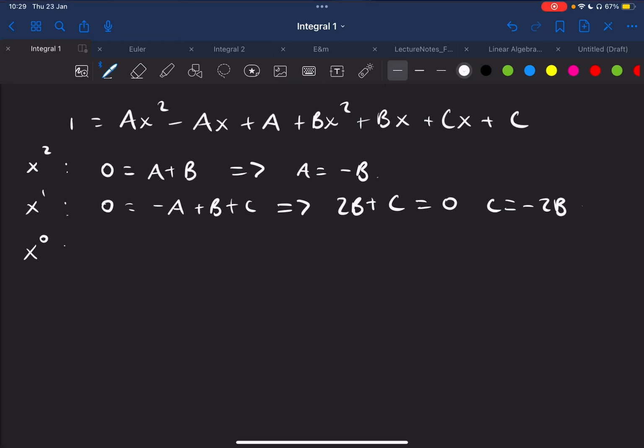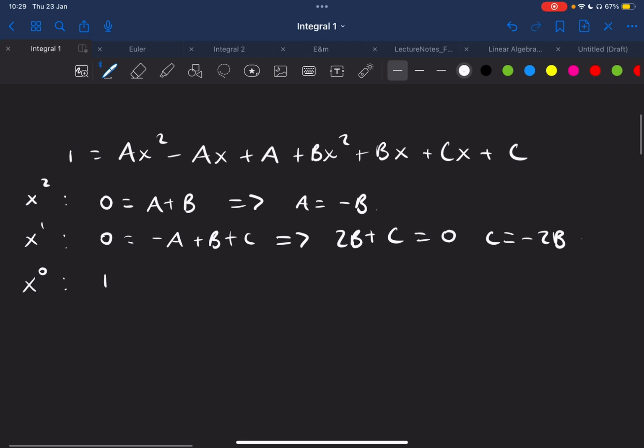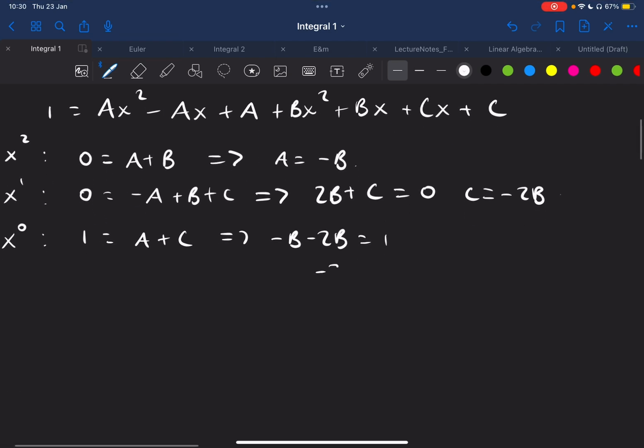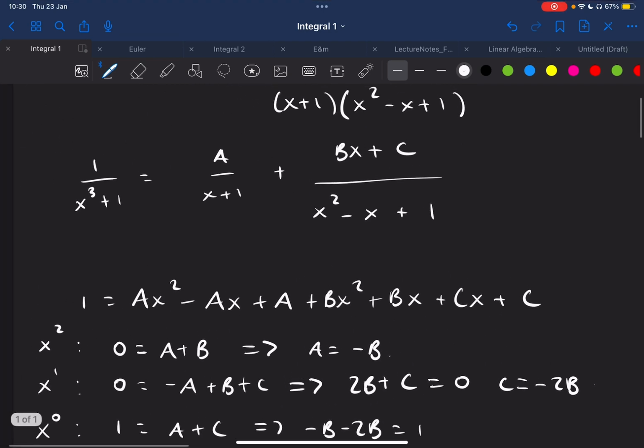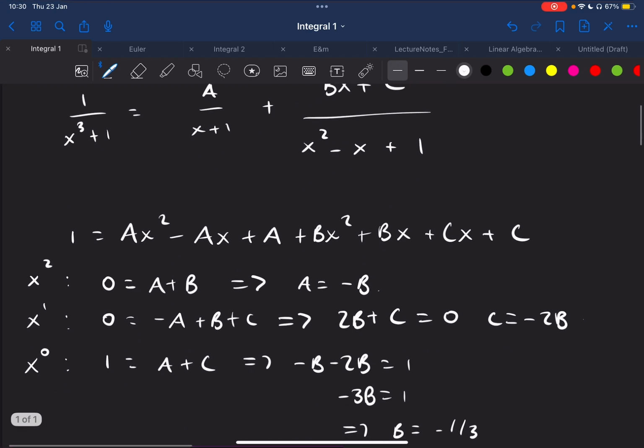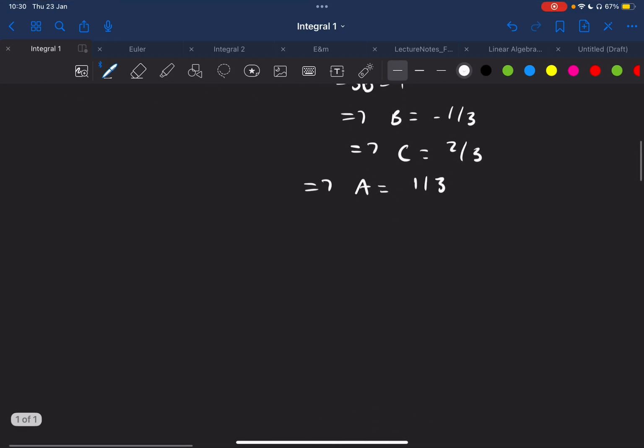And looking at constants then, or x to the 0, we see that 1 is equal to a plus c, and we saw that a is negative b, c is negative 2b, so negative 3b equals 1, and this then implies b equals minus 1/3, which also means then that c is equal to 2/3 and a is equal to 1/3.